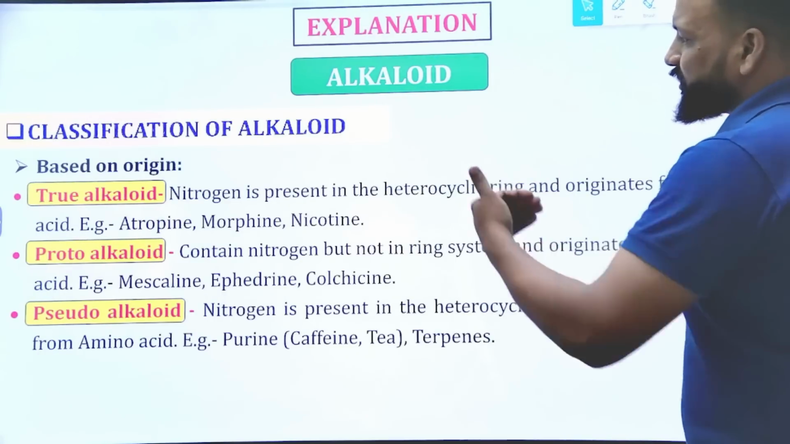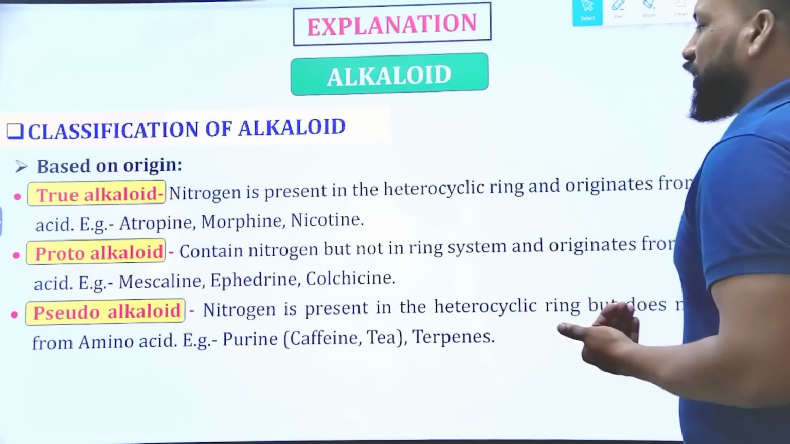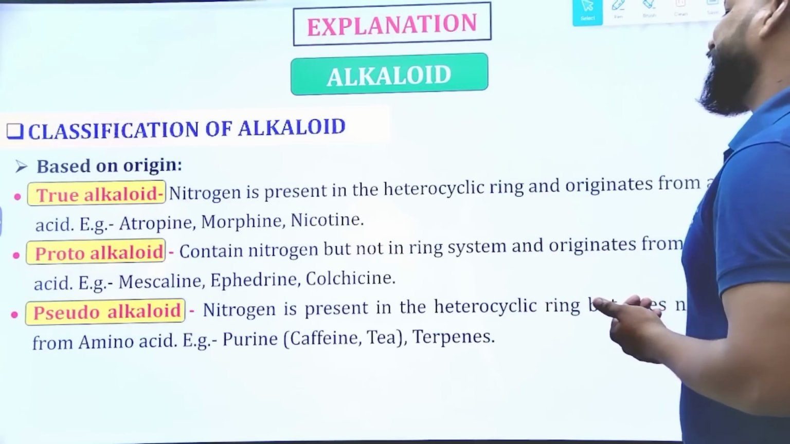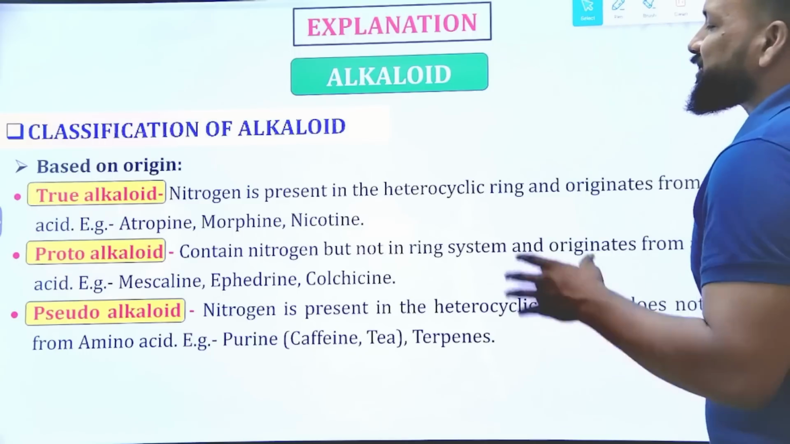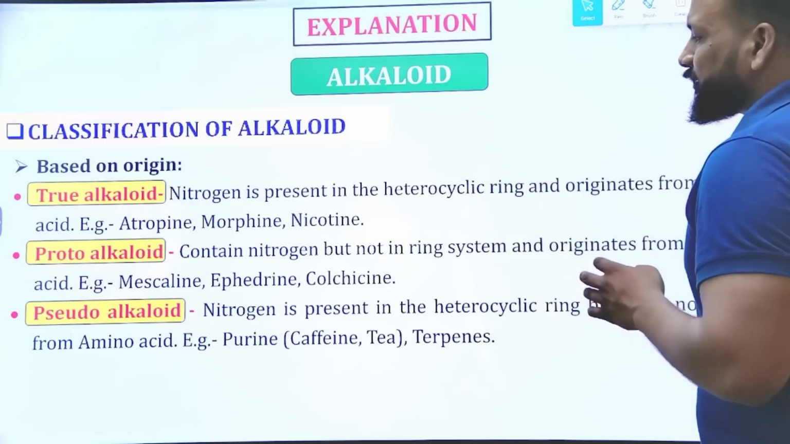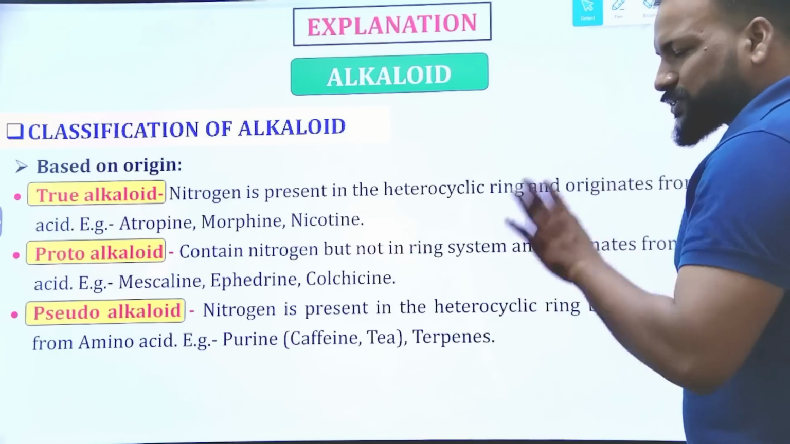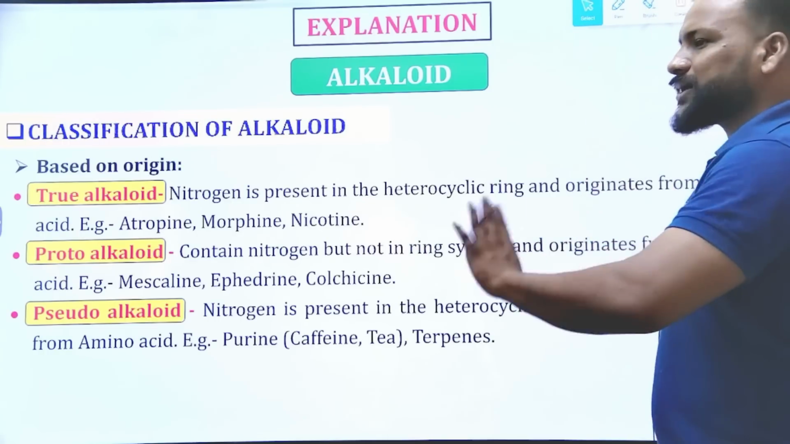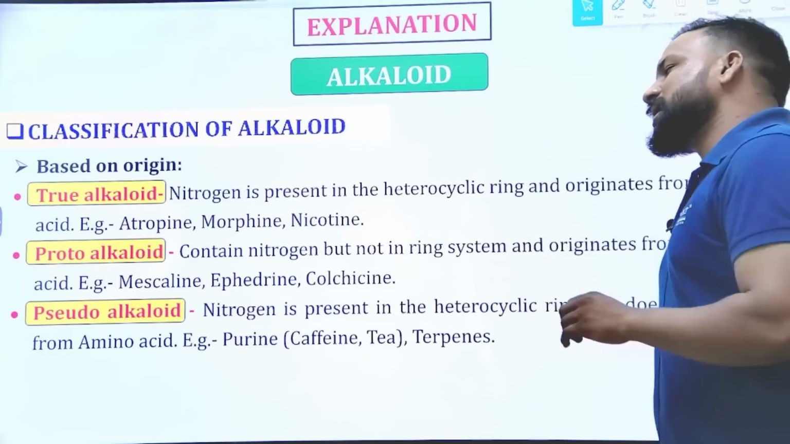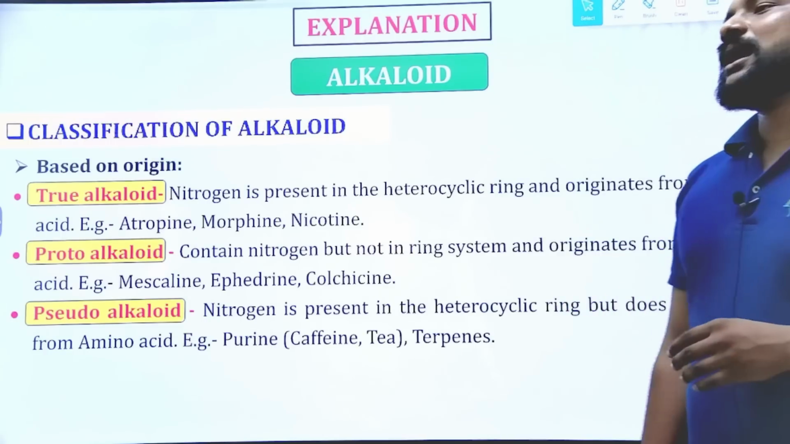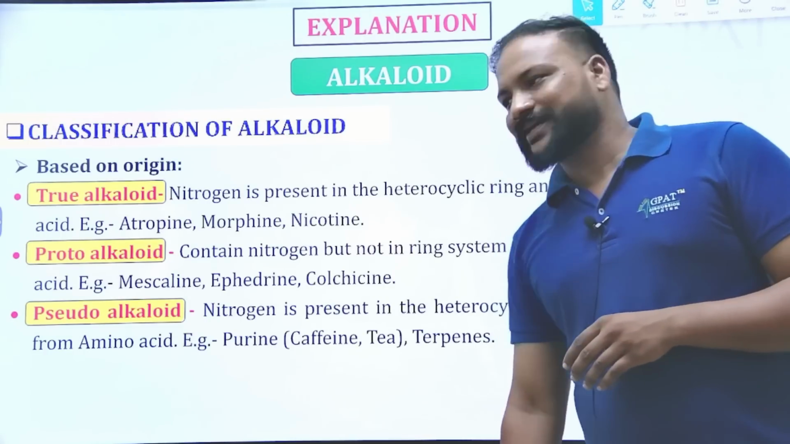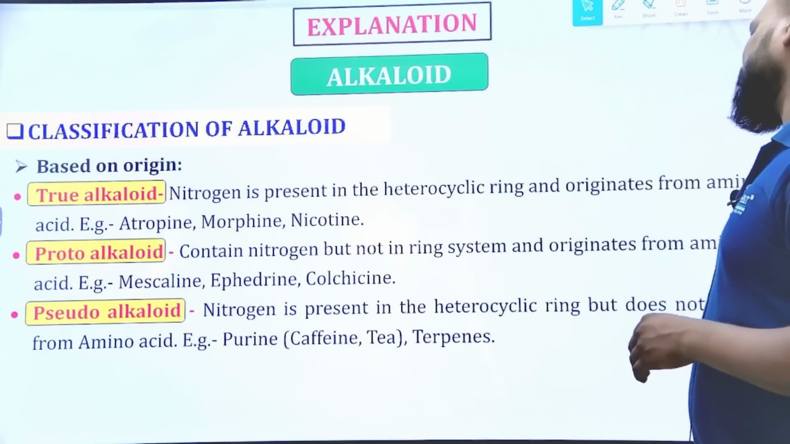So these are the three types: true alkaloid, protoalkaloid, pseudoalkaloid. True alkaloid means nitrogen in the heterocyclic ring. Proto means they do have nitrogen, but the nitrogen is not in the heterocyclic ring. Pseudo means they don't contain the heterocyclic ring, but they contain an aliphatic chain.